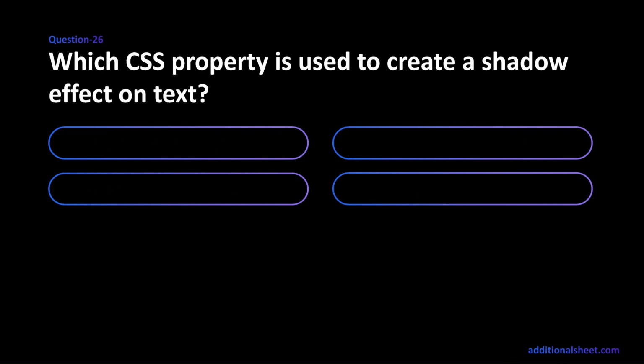Q26. Which CSS property is used to create a shadow effect on text? Options are: A. text-shadow. B. shadow-text. C. shadow-text. D. shadow-effect.